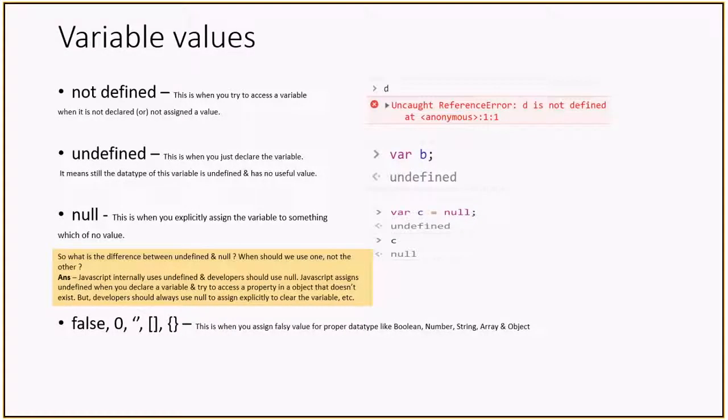Okay, then let's come to variable values. It's good to understand that you have proper values like number, date, string, array, object, no doubt about it. But there are some basic values which you need to understand, like what the differences are. First is not defined. In JavaScript, if you try to access any undeclared variable, it throws not defined. So that's the first type.